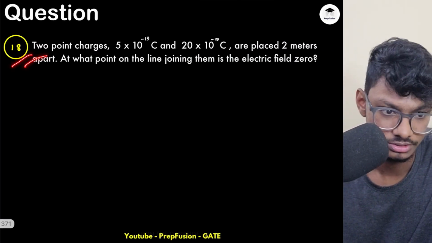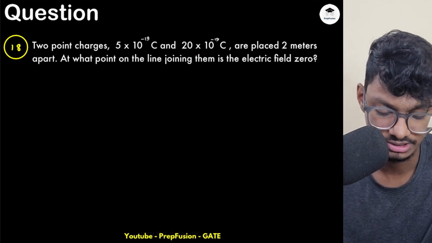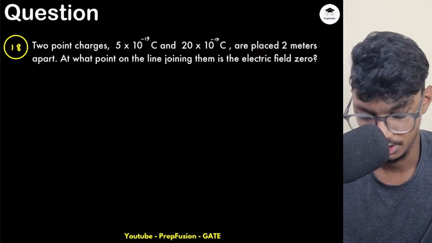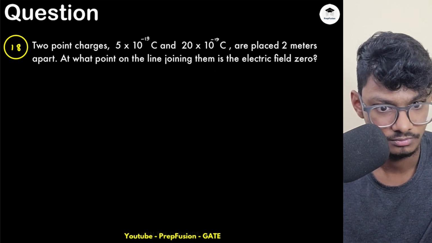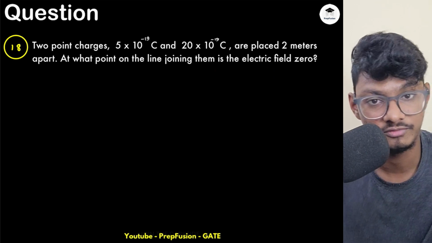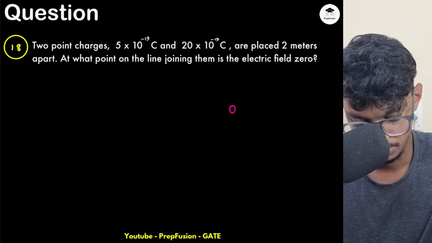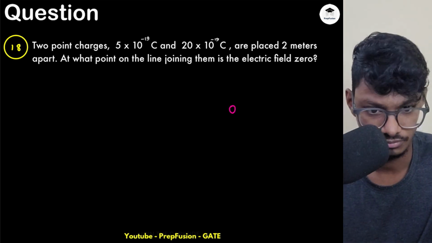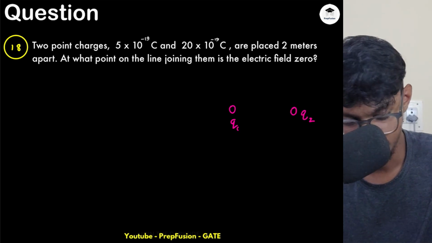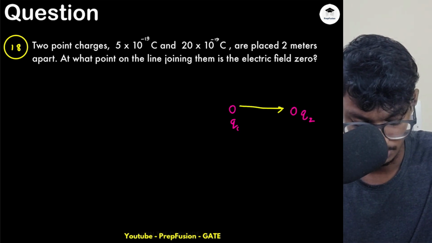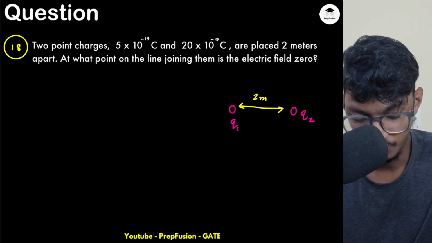Now let's do another question. Two point charges, 5 into 10 raised to power minus 19 and 20 into 10 raised to power minus 19, are placed 2 meters apart. At what point on the line joining them is the electric field 0? Okay, similar question, but this time we have to solve for electric field, not force. So I have 2 point charges, let's say q1 and q2. The distance is 2 meters.